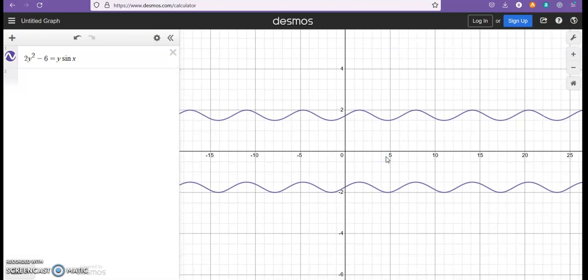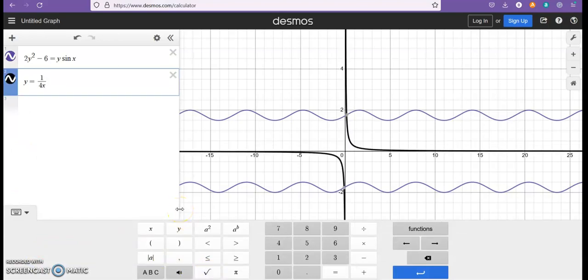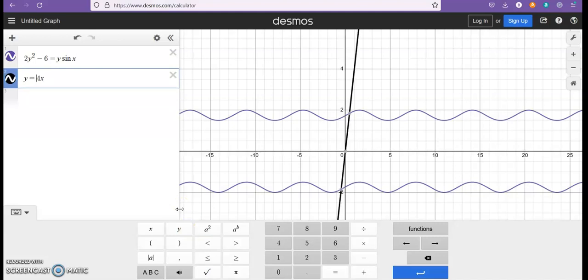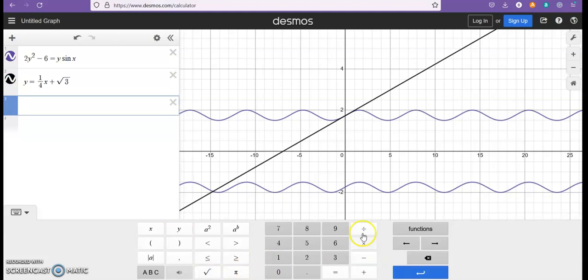Okay, now we wrote an equation for the line that was tangent to the curve at the point 0 comma square root of 3. If you remember what that equation was, it was y equals 1/4 x plus the square root of 3. You see that's the point of tangency here at the intercept.